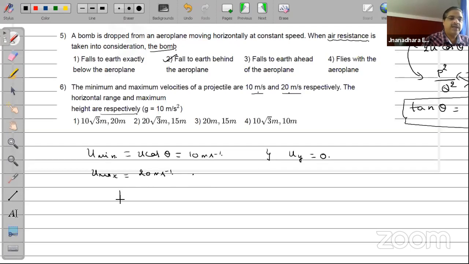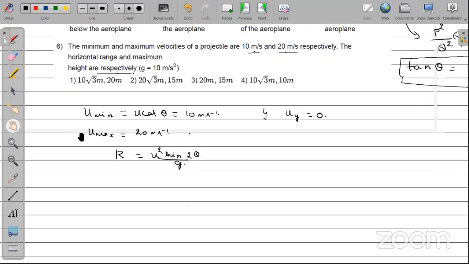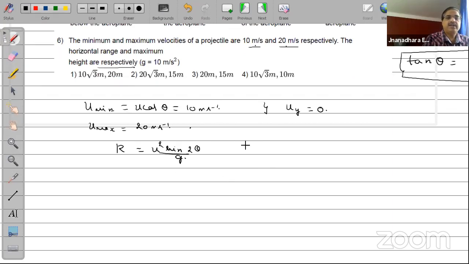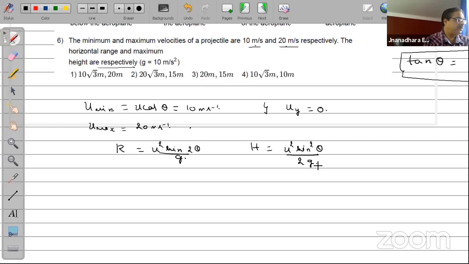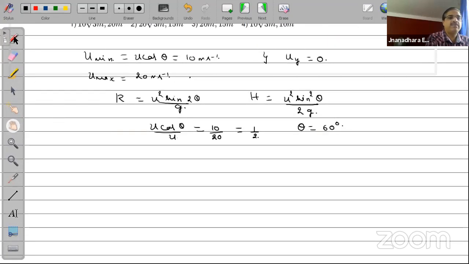Therefore, the range is given by u square sine 2 theta by g. And what is the expression for the height? The height attained will always be equal to u square sine square theta by 2g. Now I can say that u cos theta by u will be equal to 10 by 20, which is half, so theta will be equal to 60 degrees. Since theta is 60 degrees, I can find out what the range is.